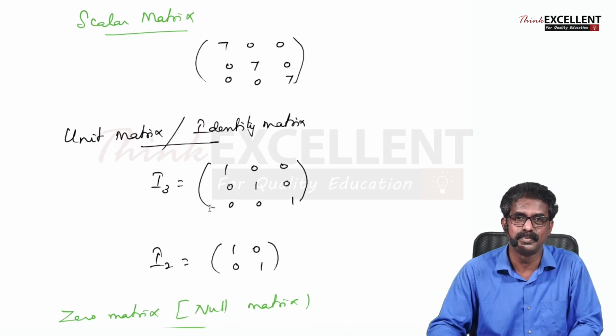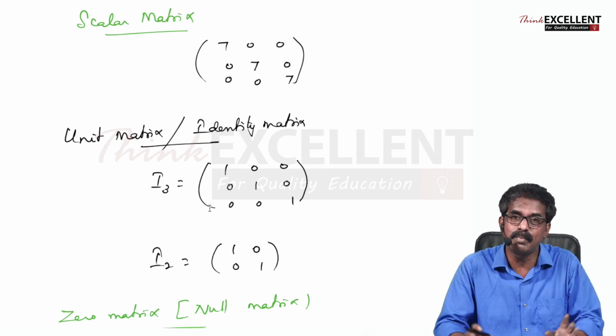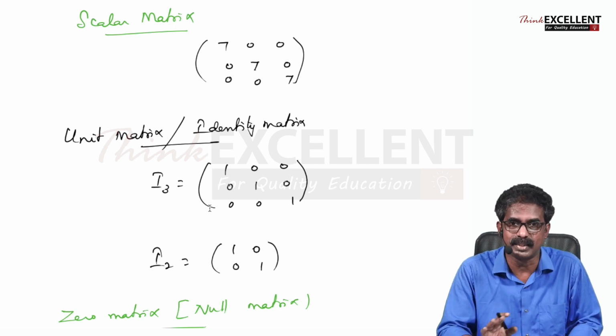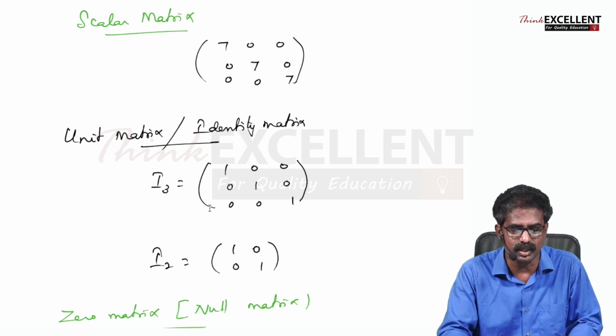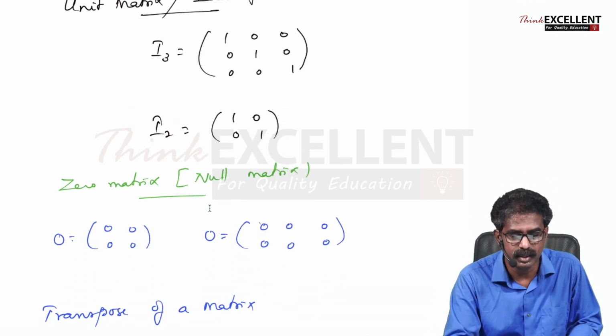Zero matrix, very simple, right? All the entries are what? Zeros. If all the elements are zeros, whether it is a square matrix or not a square matrix, doesn't matter. But every element is what? Zero. That we call as what? Zero matrix, and we denote it as O, right?